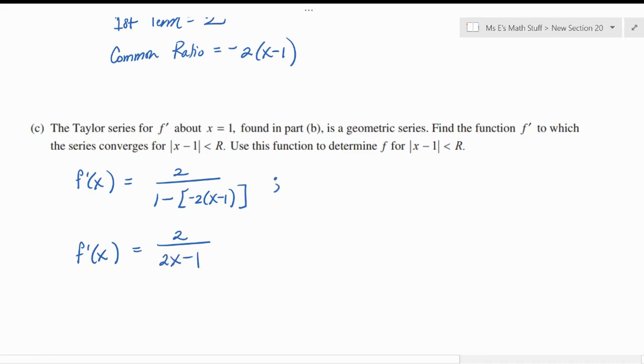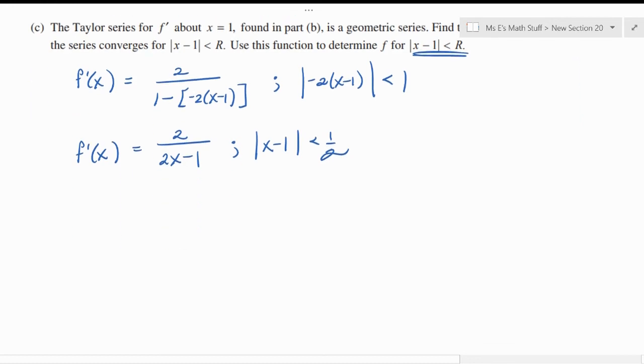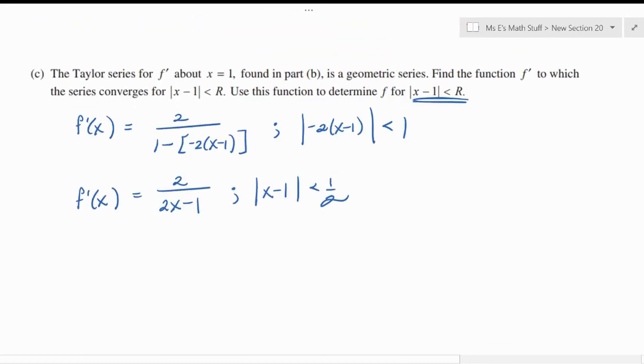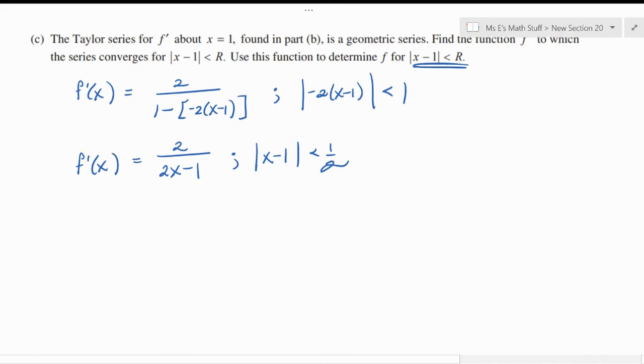Now this is only true though, my friends, if the absolute value of your common ratio is less than 1. Which, by the way, simplifies to be, here we go, exactly what we had in part A, which is what they're talking about here. Okay. Now they said to use this function to figure out what f was.